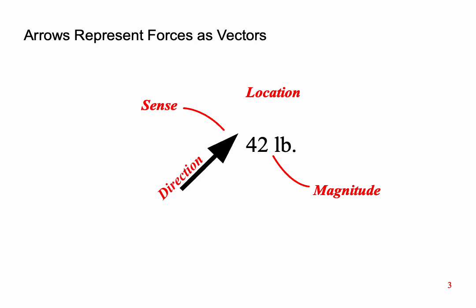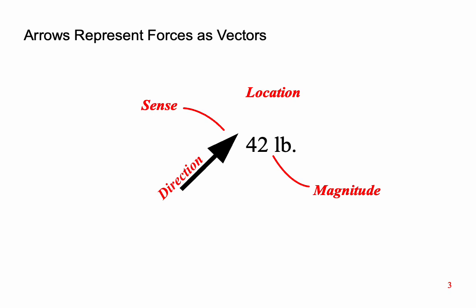The arrows in the free body diagram have four features. A force vector has a magnitude, a direction, a sense, and a location. The magnitude is the size of the force, in this case 40 pounds. Units could be newtons in the SI system or pounds in the US customary system. 1,000 newtons is 1 kilonewton. 1,000 pounds is called a kip, which is short for kilopound. A US ton is 2,000 pounds.